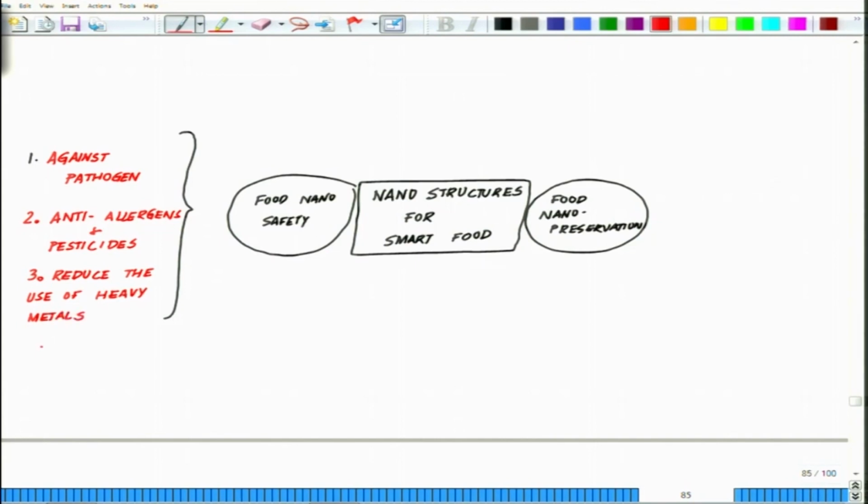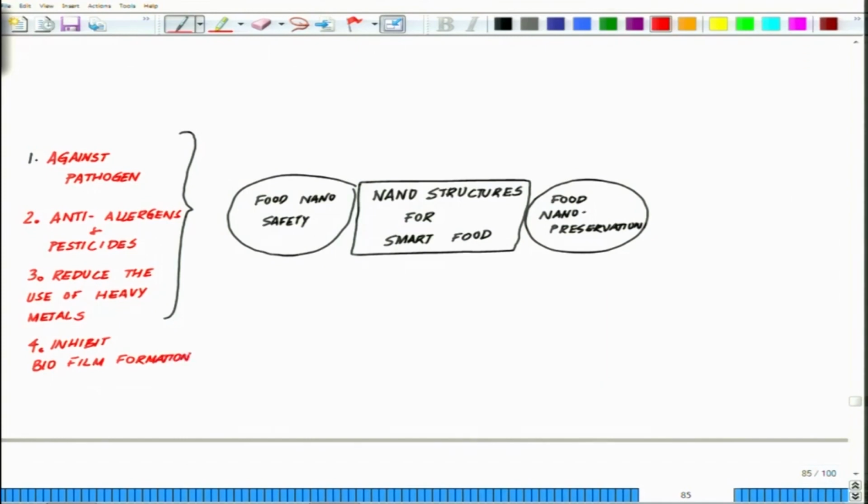And the fourth aspect dealt with is to inhibit the formation of biofilms. This is mostly the microbial attack. Okay, inhibit biofilm formation.